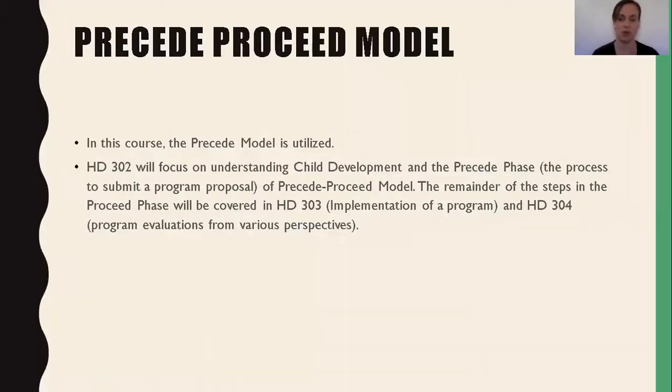So I want to make sure that you understand how this PRECEDE-PROCEED model is broken down over the other classes as well. So 302 is really child development, conception to 11, 12 years old. And we're really looking at the PRECEDE phase, which is the process of submitting a program proposal. And we're going to talk about that more in these other classes as well. And then we have the remainder of the steps. The PROCEED phase is going to be covered in 303 and 304: implementation of a program and then program evaluation, that's all in different classes. So I'm really going to be focusing on the PRECEDE phase, and then link it in with child development.